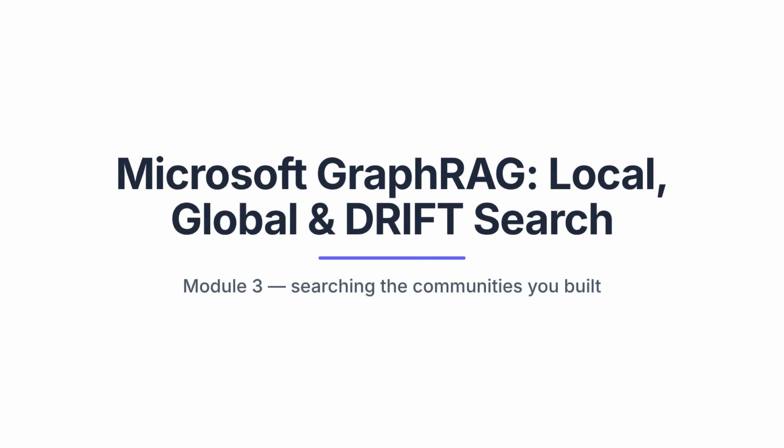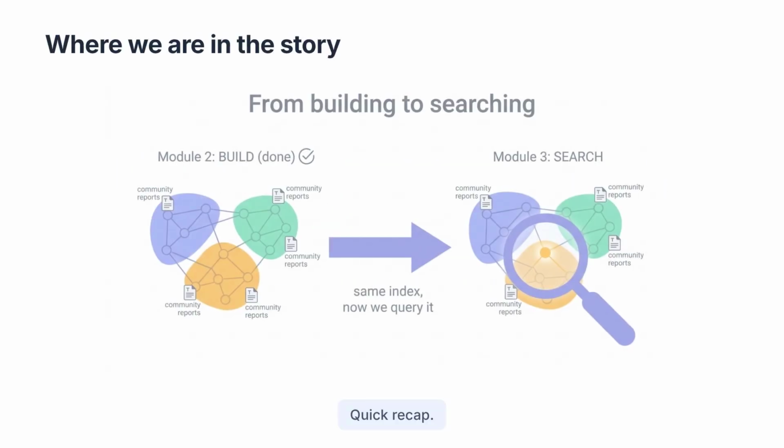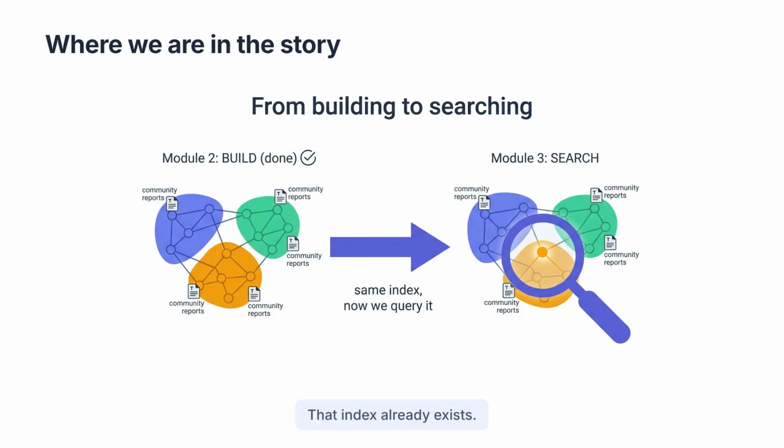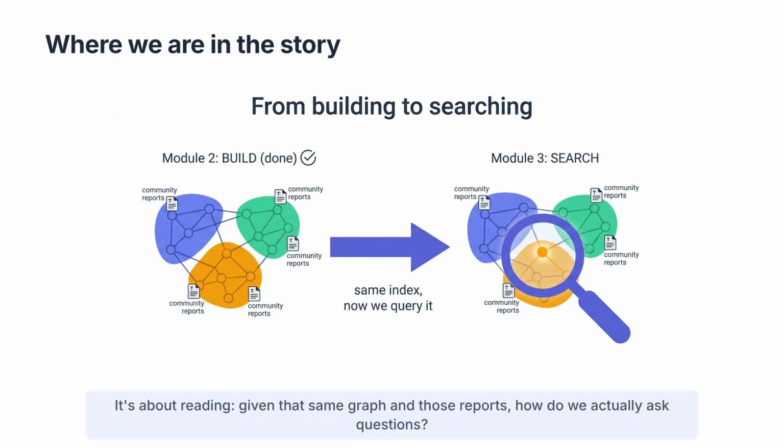Microsoft GraphRAG: Local, Global, and DRIFT Search. Let's dig in. Quick recap. In Module 2, we did the construction work: turned text into an entity graph, ran Leiden to carve out communities, and pre-wrote a report for each one. That index already exists. So Module 3 isn't about building. It's about reading. Given that same graph and those reports, how do we actually ask questions?